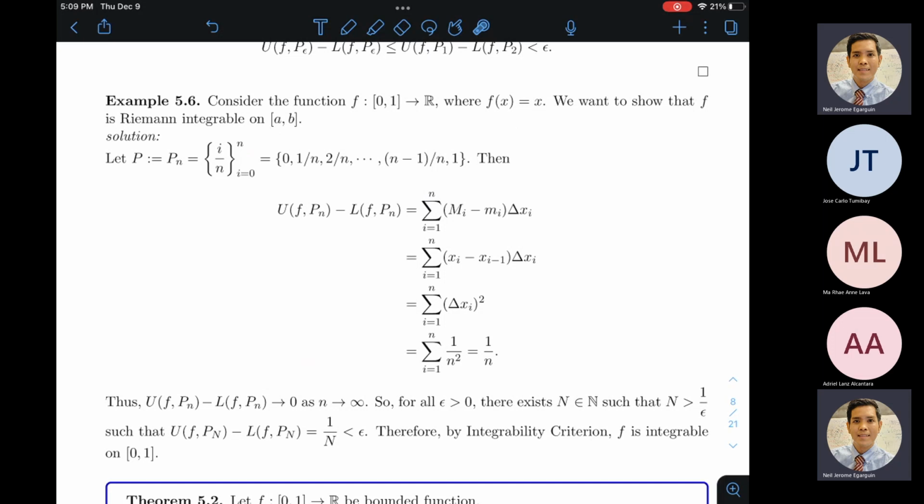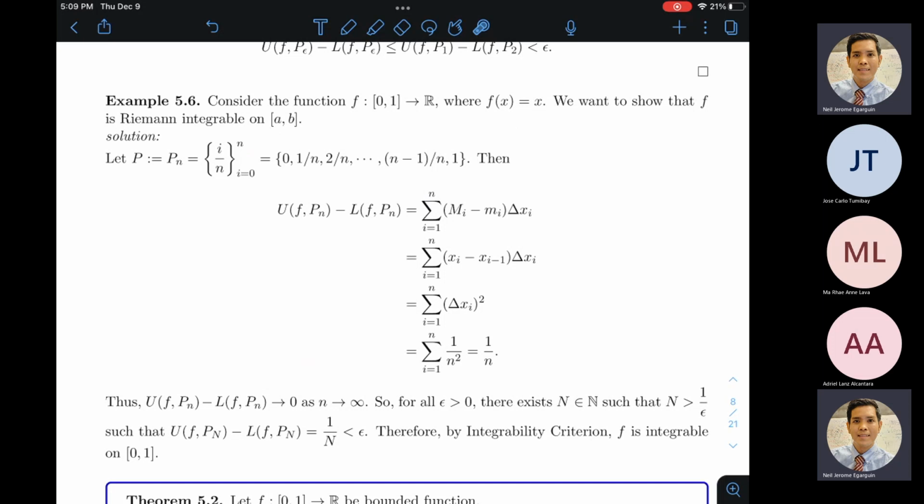Okay? But let's see how this criterion is used in order to establish the Riemann integrability of the identity function f of x equals x. Then from here, you can just use properties of integrals to show that any arbitrary linear function ax plus b is also Riemann integrable. Okay? Now dito, gagawin natin yung partition inducer muna.